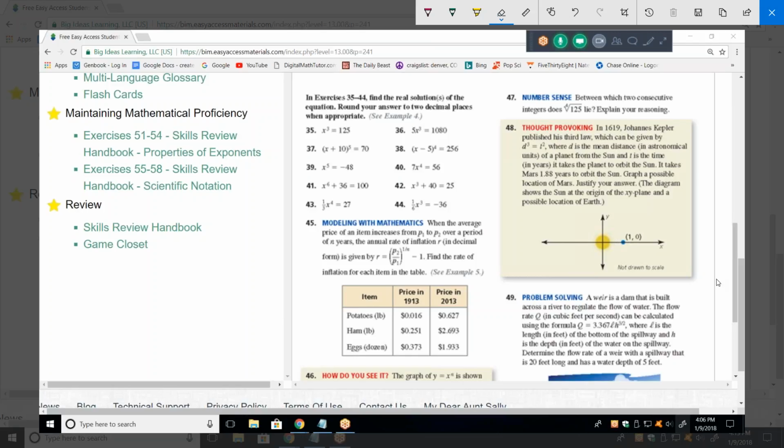X to the sixth equals 100. 100 minus 36. Yeah, so 64. 64. Right. Use your calculator if you need to on these. So what's x equal to? 2. Plus or minus 2. That's correct.